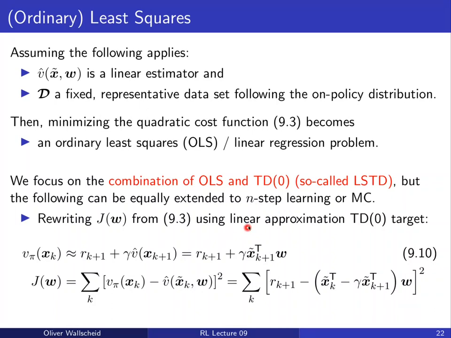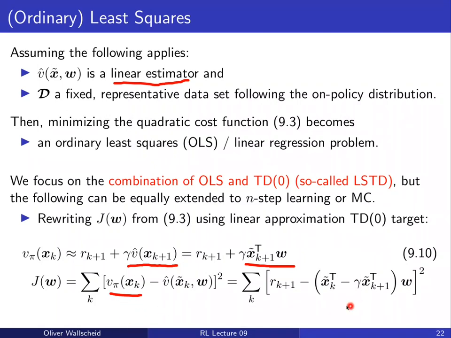Basically, we will rewrite our cost function J by introducing a linear function approximator in the TD0 case. TD0 means we are approximating the true target V pi by the sampled reward plus the discounted future state value in state x_{k+1}. And this estimate has to be a linear estimator, so what we get is a linear combination of the feature vector times a parameter vector W. We are going to insert that estimate of the true target in our cost function at this position.